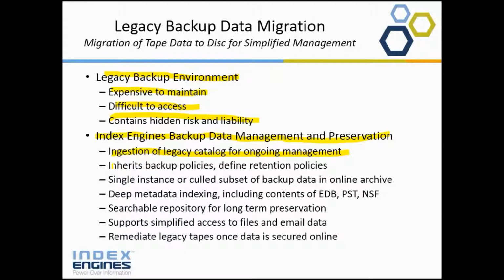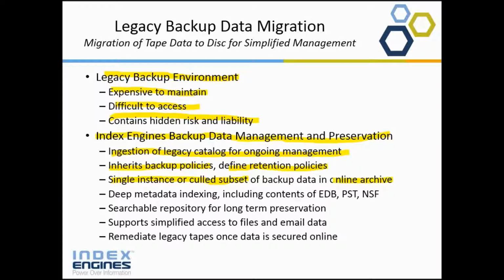Once the catalog is ingested into Index Engines, it inherits the backup policies. You can define your own retention policies and expire data based on certain date ranges or criteria. And one of the key features of the Index Engines platform is that as you ingest the catalog, you can go into a process which extracts a single instance of that backup data into an online archive. As you know, backup data can be very redundant. So being able to pull a single instance of that content, or a culled subset if you know specifically what you need, into an online archive makes that data much more accessible.